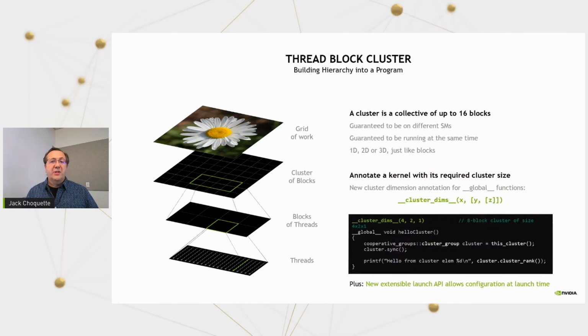In CUDA, a cluster is a collective of up to 16 blocks. Each block is guaranteed to be on a separate SM and is guaranteed to be running at the same time. You can now have a lot more threads and GPU execution resources, all cooperatively working on a fragment of a problem. In your CUDA code, you annotate a kernel with cluster size and dimensions. Just like blocks, the cluster dimensions can be 1, 2, or 3-dimensional. Programmers use whatever best fits the algorithm that's being mapped.